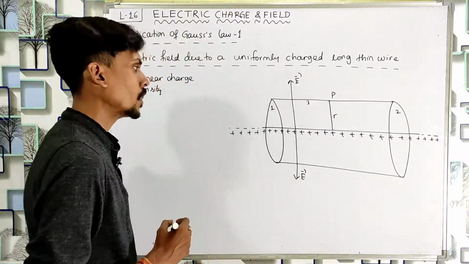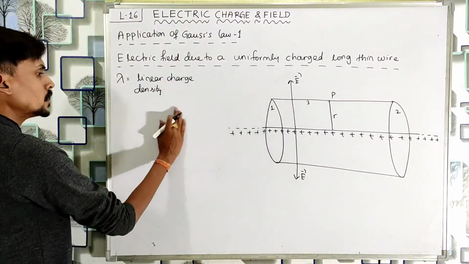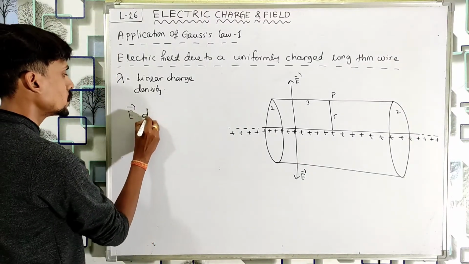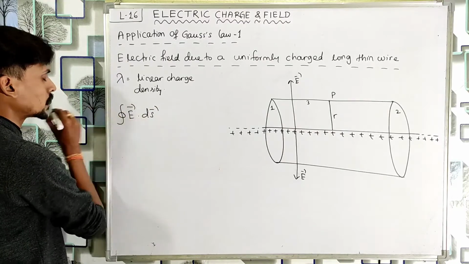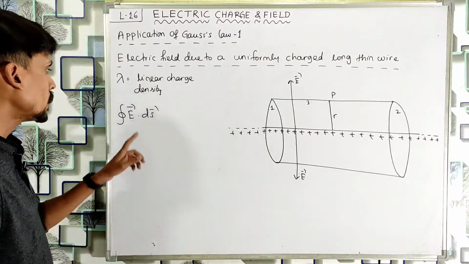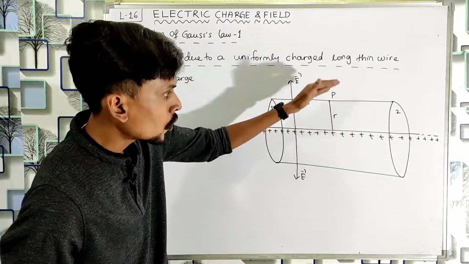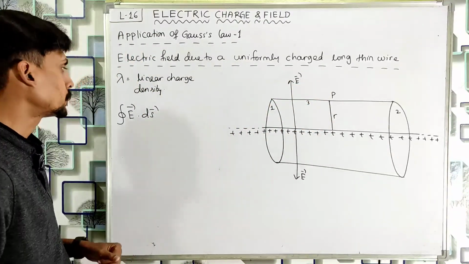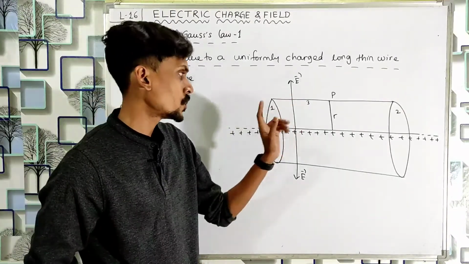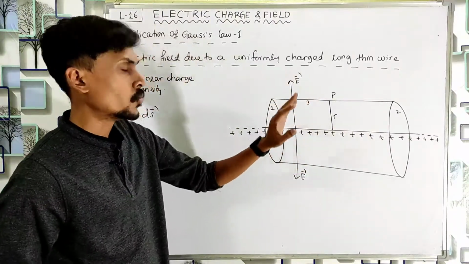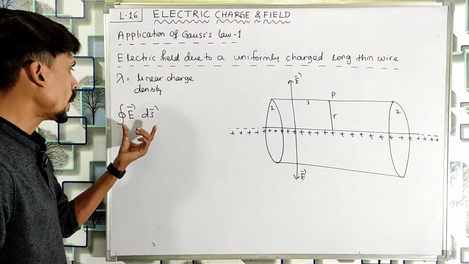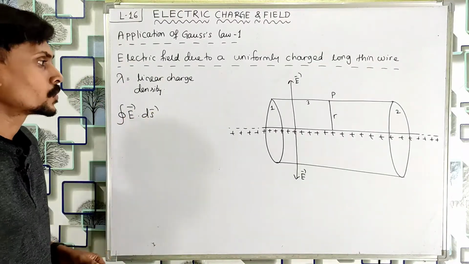Is that clear? Now, what is the left side of Gauss law? E dot ds, closed surface integration. It means we have to find the integration of E dot ds over this closed surface, which is the cylinder. And the entire cylinder consists of three surfaces, two plane surfaces and one curved surface. So we have to divide this integration into three parts.